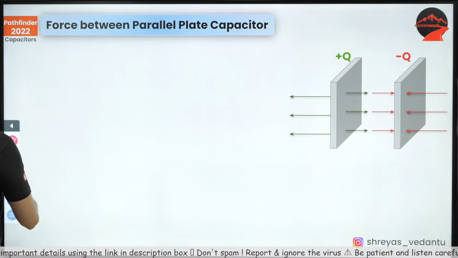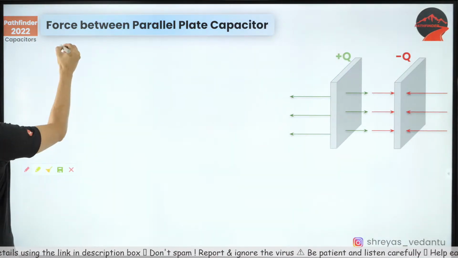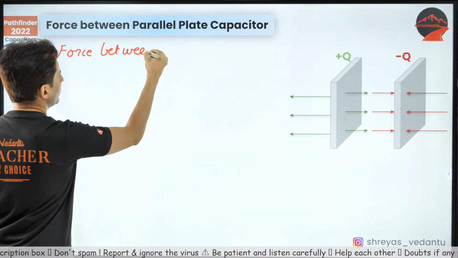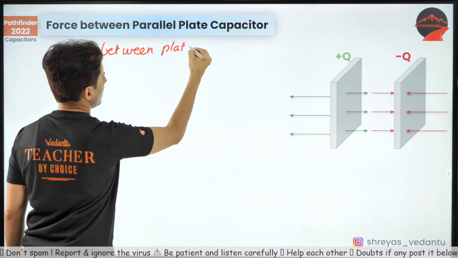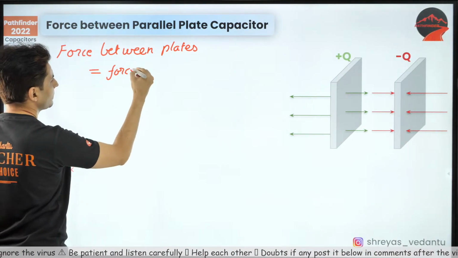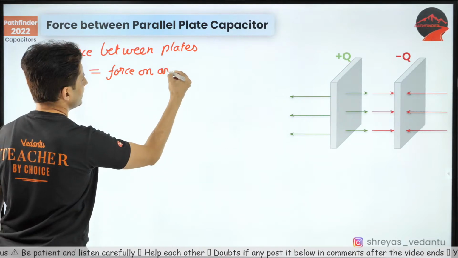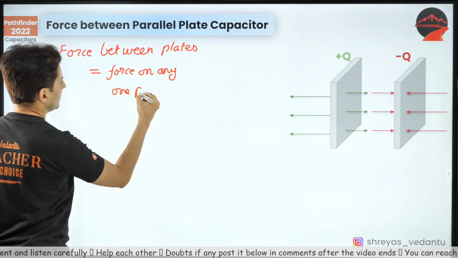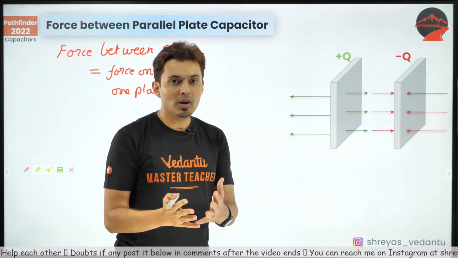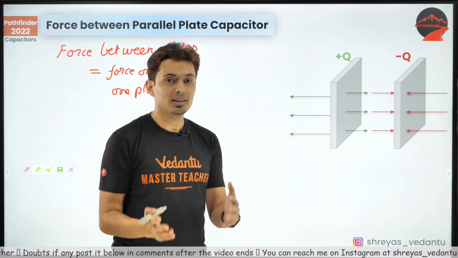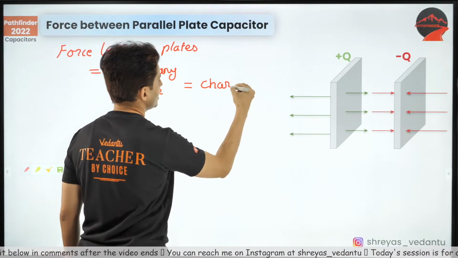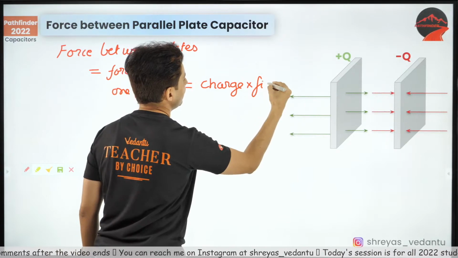So here is what I'm going to write. The force between the plates will be equal in magnitude to the force on any one plate. What is the magnitude of the force on any one plate? Don't you remember the formula for force and field? Force is charge into field. So just put that. It's nothing but the charge multiplied by the field.